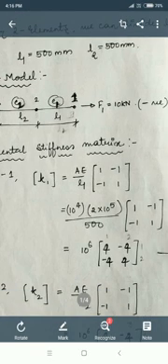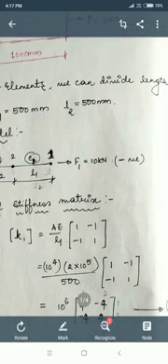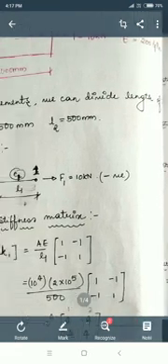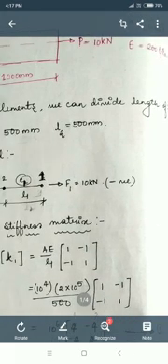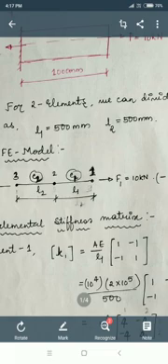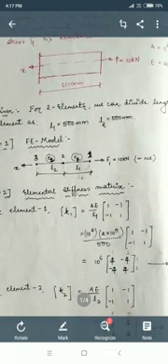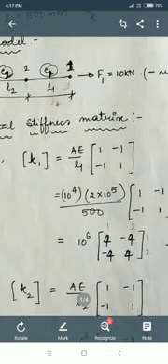A is 10 to the power of 4, substitute that. E is 2 into 10 to the power of 5, L1 is equal to 500. I have taken E as 2 into 10 to the power of 5 because in the question it is given as 200 gigapascal. All the dimensions are in millimeter, so I convert that into Newton per millimeter square. So it becomes 2 into 10 to the power of 5. Now calculating AE upon L1, we get the value 4 into 10 to the power of 6.